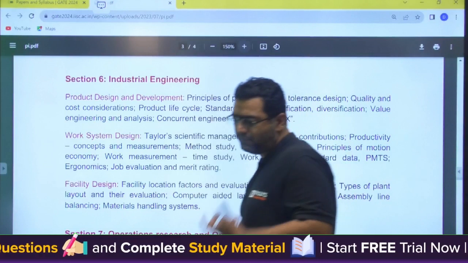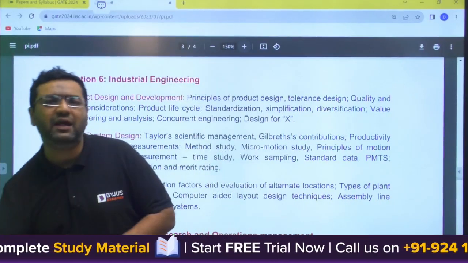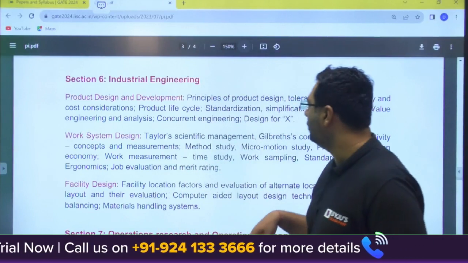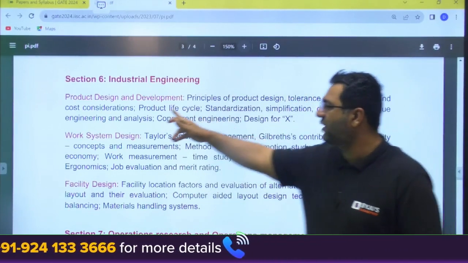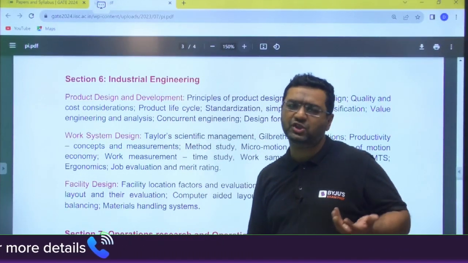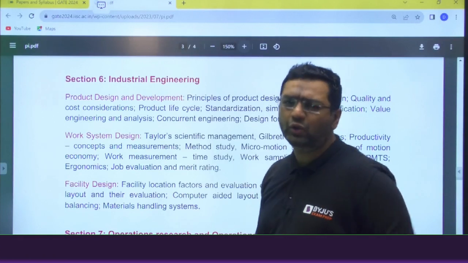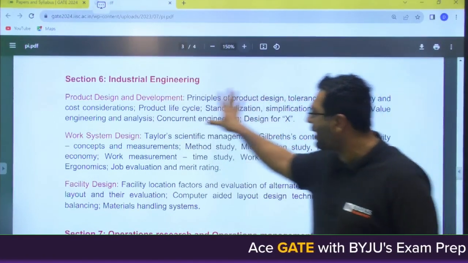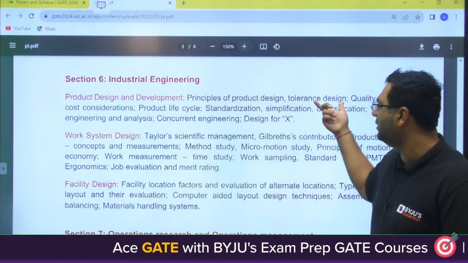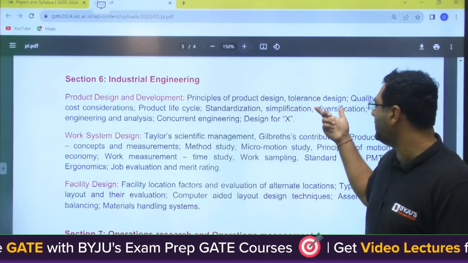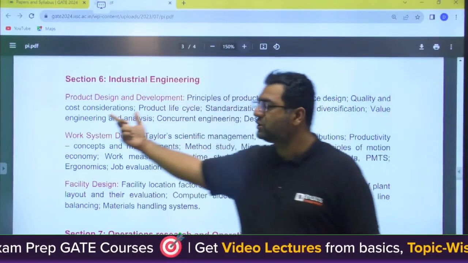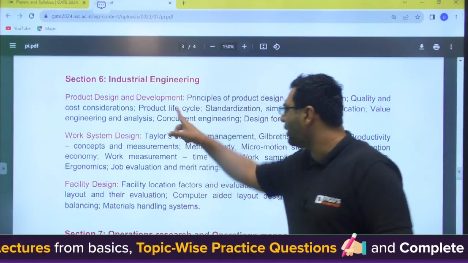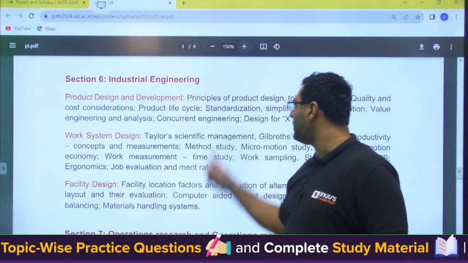So here, my dear, some things are there which we were having previously in the industrial engineering syllabus. Like product life cycle, which we were studying in industrial engineering at our times, now also it is taught. Some things from here are related to tolerance design, which we study in metallurgy of mechanical. Quality and cost considerations are there in the SQP once again. Product life cycle we study in the industrial part.